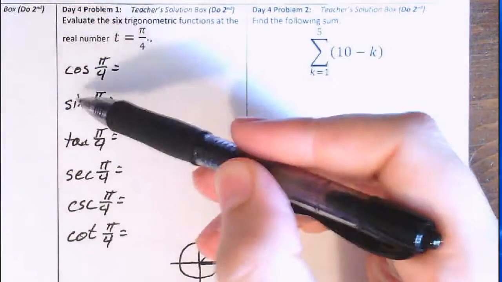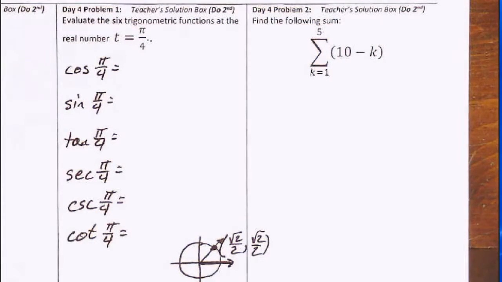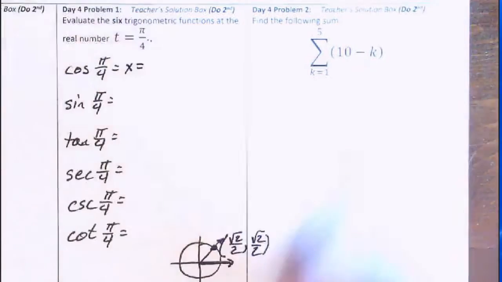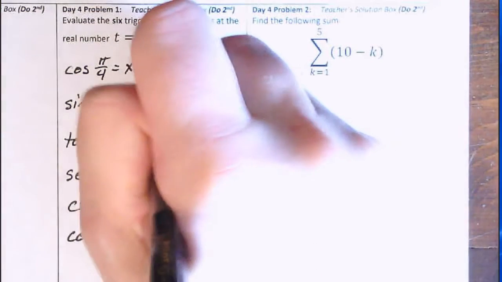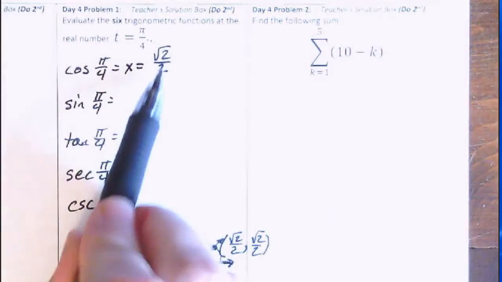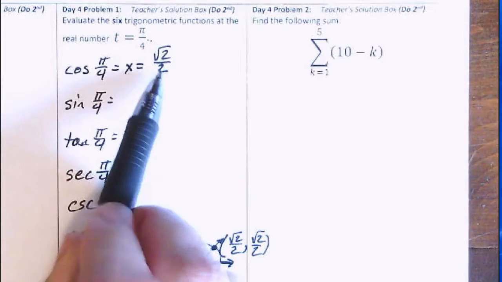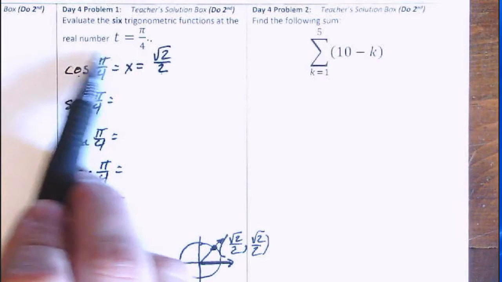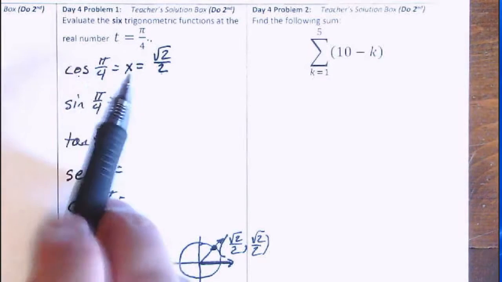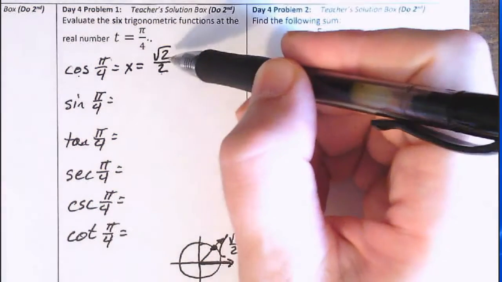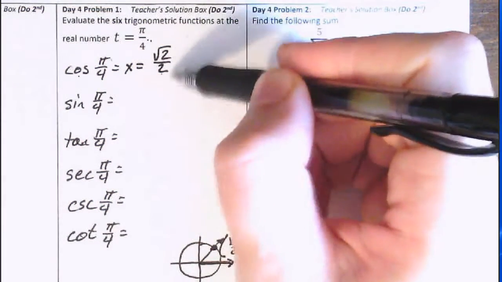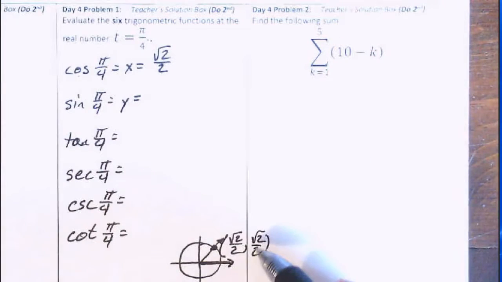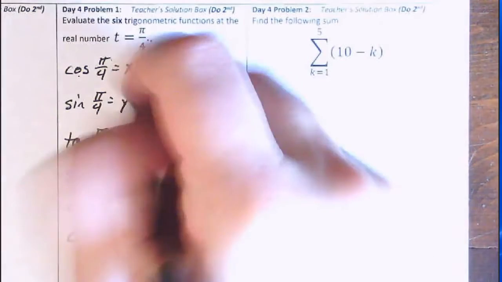Now each of these trig functions corresponds to that ordered pair. In the case of cosine, it's going to be the x-coordinate from that ordered pair, which is the square root of 2 over 2. So the square root of 2 over 2 is the value of the cosine of pi over 4 radians. If you were to do this on the calculator and you hit enter, it would give you a decimal on the screen. It's not going to give you this nice compact form like this.